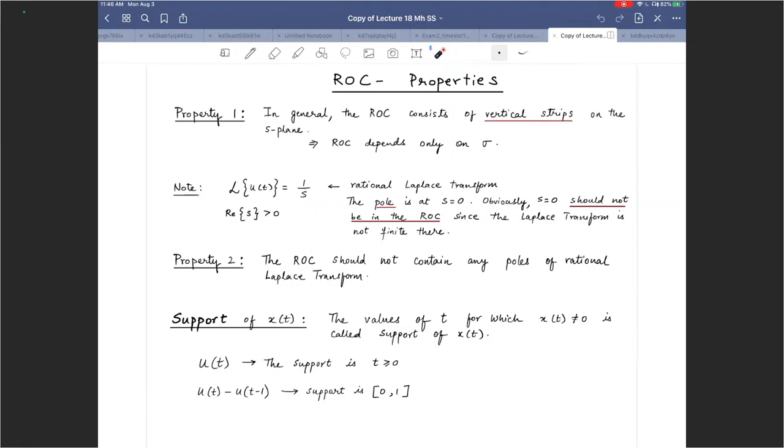Property 1 essentially says that the region of convergence is going to be in general a vertical strip. It is going to depend only on the real part sigma, and it has to exclude the poles of the system.